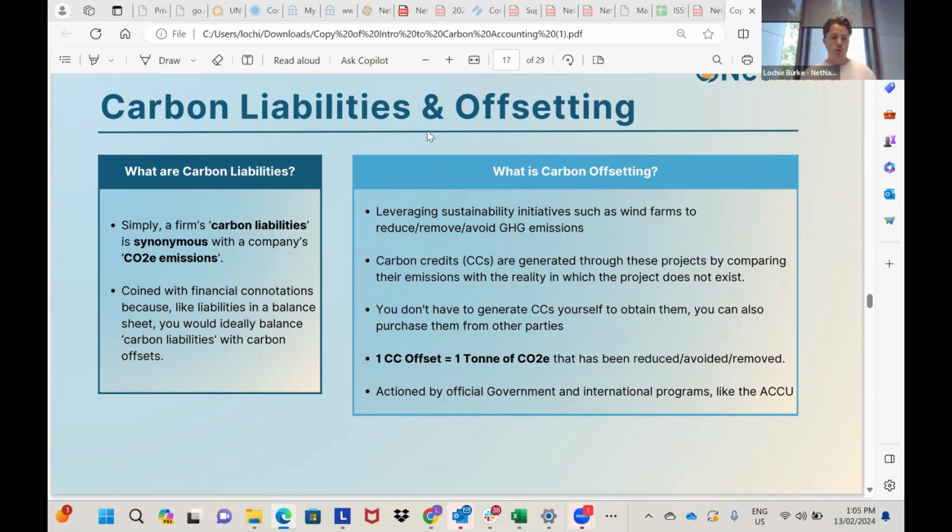So, for example, there are lots of great projects that support women in developing communities to have financial independence. There's lots of great projects that support children to have access to quality education. There's lots of great projects that are Indigenous led. So it's really important from an ethics perspective to understand what it is your organization wants to support, apart from just that carbon reduction and that offset that goes towards your carbon liabilities.